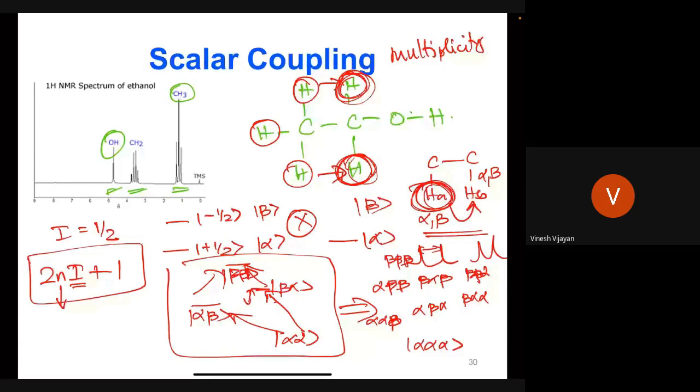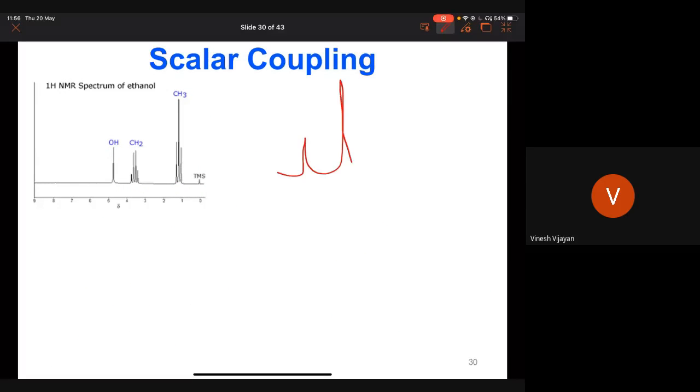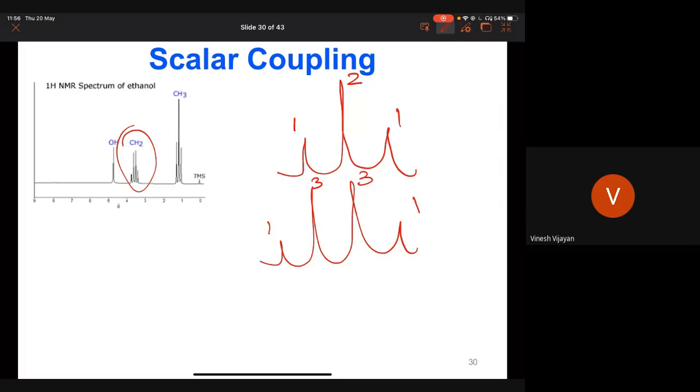Okay, so where N is the number of protons. So for example, let's calculate for the CH3 protons, N is 2 because the neighbor is a CH2 and the spin quantum number is half, and you have the 2 that comes up there. Half and 2 cancel, you have a 2 plus 1, that's 3, which is why you get something called a triplet. And this triplet also has a certain characteristic where the intensity of the triplet will be 1:2:1. And then the intensity of the quartet, applying the same 2NI plus 1, you'd realize that you'd come up as 1:3:3:1.